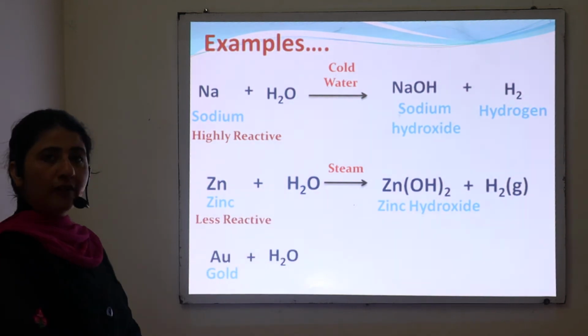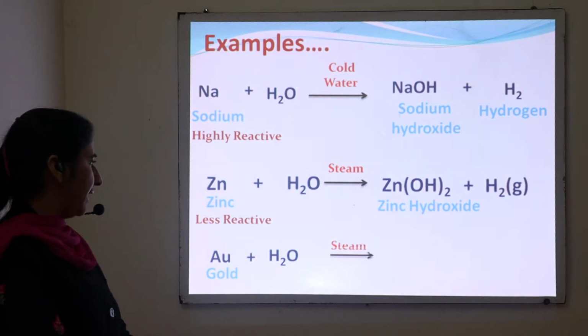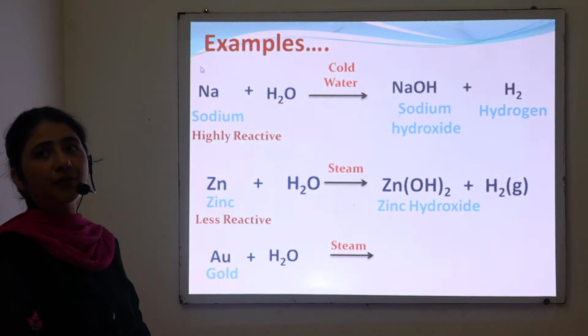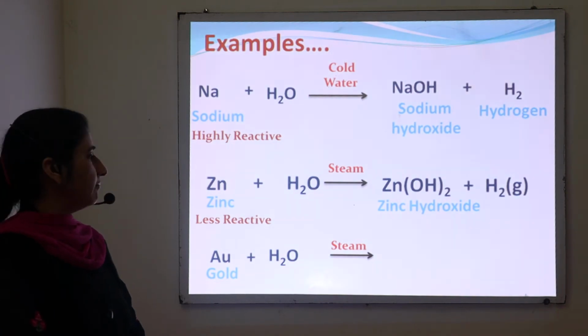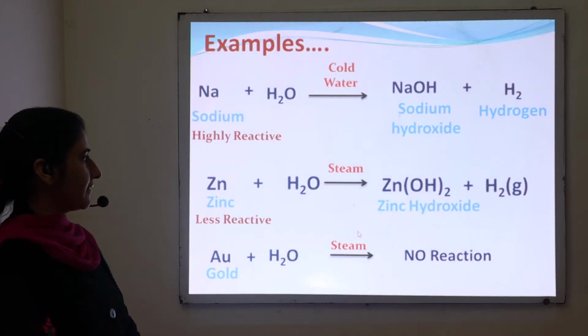Another one is gold. Gold is the least reactive, or highly unreactive, metal. So it does not react with steam to form different products.